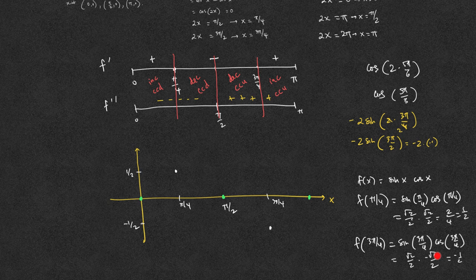First, from 0 to pi over 4, it is increasing and concave down. From pi over 4 to pi over 2, it is decreasing and concave down. From pi over 2 to 3 pi over 4, it is decreasing and concave up. From 3 pi over 4 to pi, it is increasing and concave up. We see that the graph of f has an inflection point at x equals pi over 2, because that is where the second derivative changes its sign, but this is also the x-intercept that we evaluated as well.